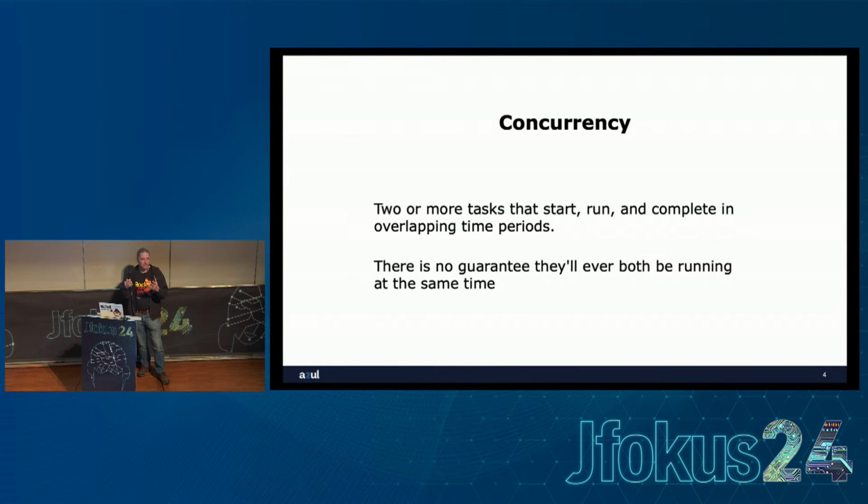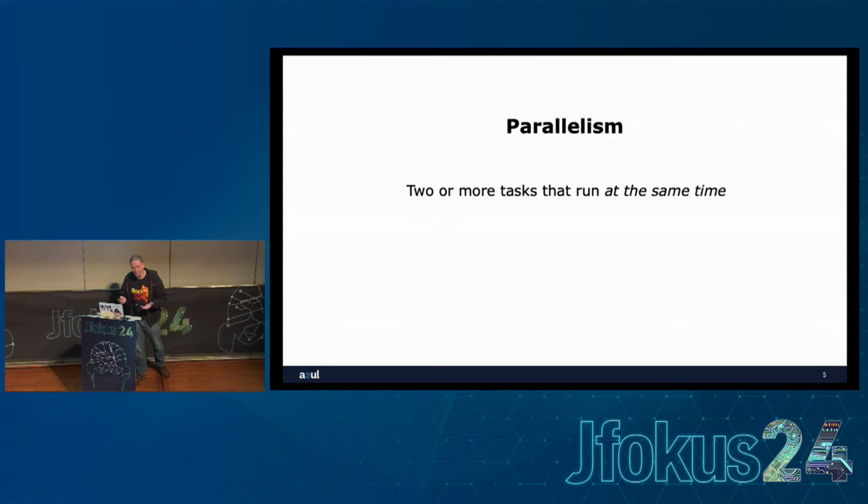Even though they are concurrent, they're not actually running in parallel. They're not running at the same time. So concurrency, like I say, is all about having things that overlap in terms of time, but no guarantee they will actually run at the same time. Parallelism, however, is where you have two or more tasks that are running at the same time. That means that you actually need some way of doing more than one thing at the same time. We'll get into the details of that as we go through.